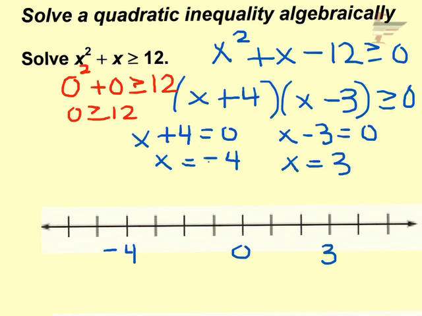I have to be less than or equal to negative 4, because if I were greater than that, I'd capture 0. So really, with that one point and not alone, I have my answer. So I know that x has to be greater than or equal to 3, or x has to be less than or equal to negative 4.